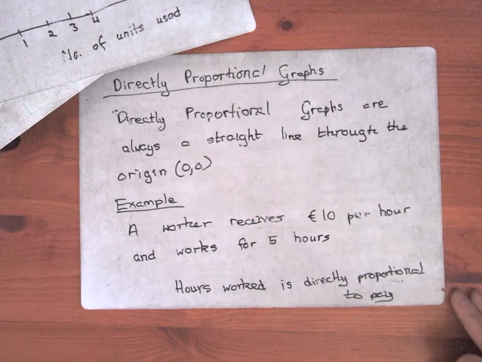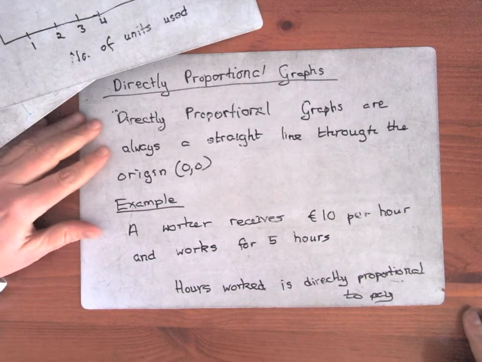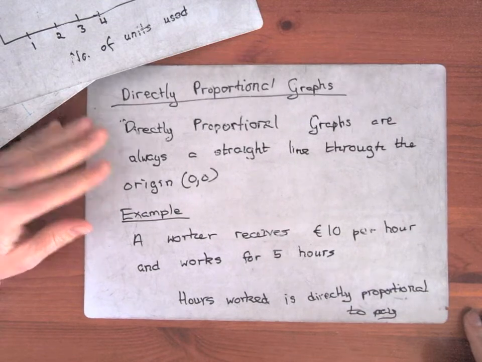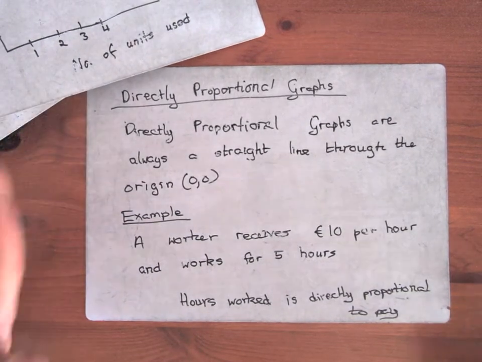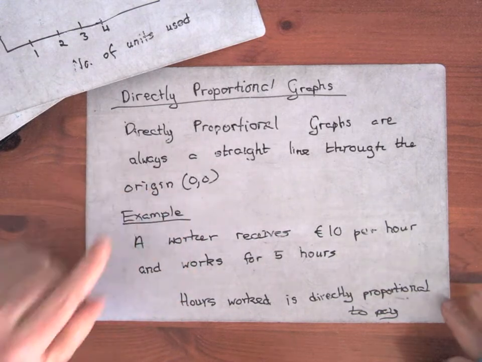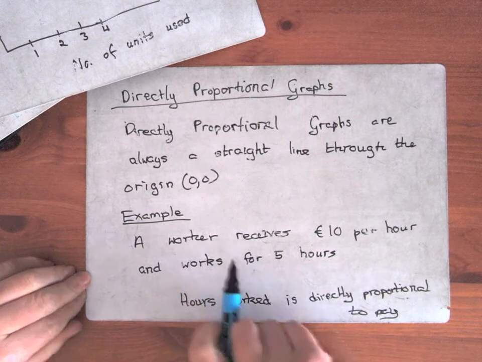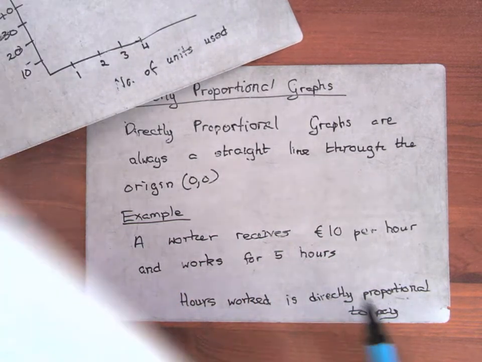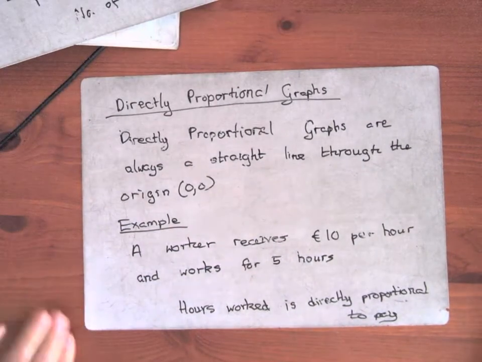Okay, directly proportional graphs are always a straight line through the origin. So you know one quantity is directly proportional to the other if, when you graph them, you get a straight line graph that goes through the origin. For example, a worker receives 10 euros per hour and works for 5 hours. Hold off on that sentence for one minute.